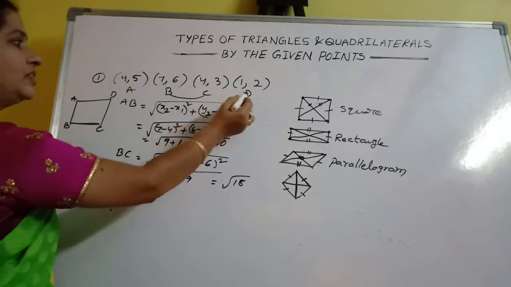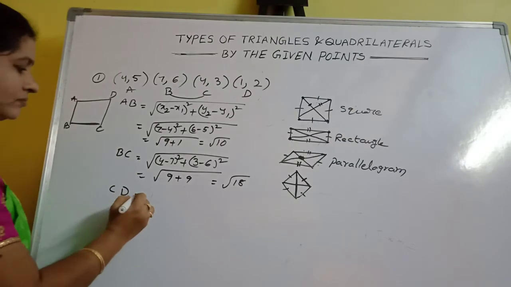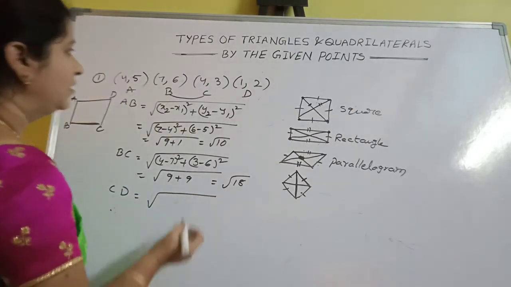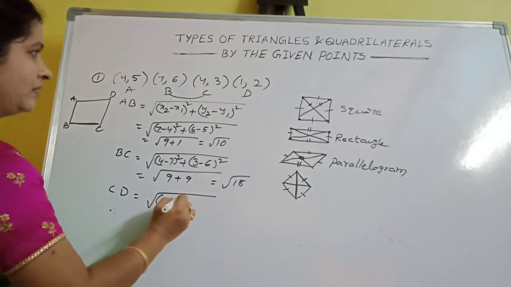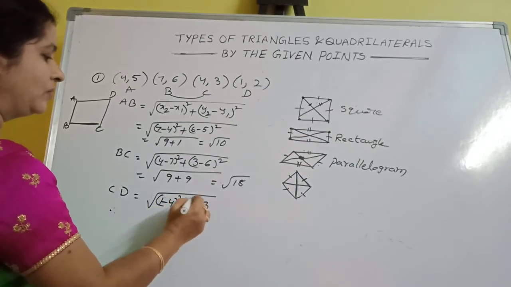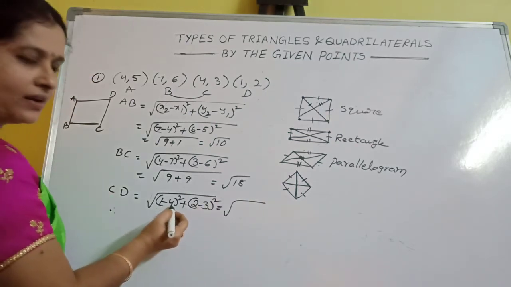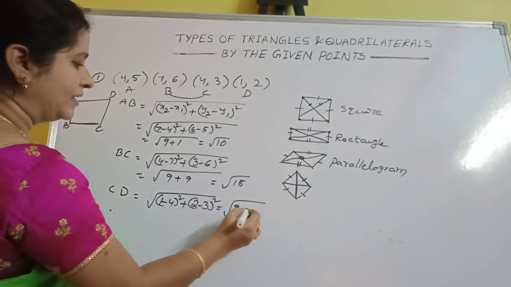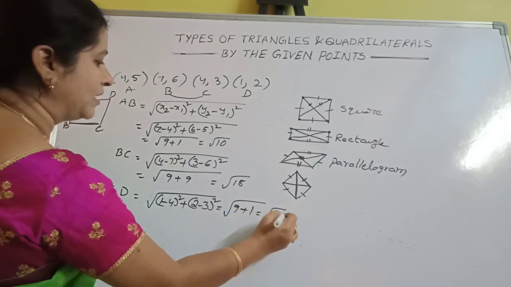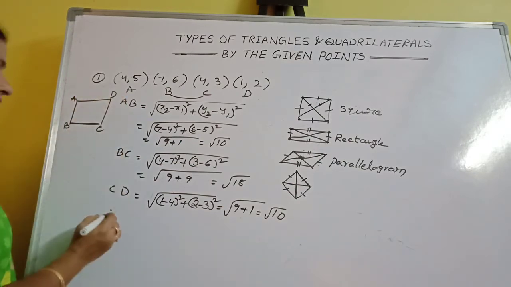Find the value of CD. Square root of (1 minus 4) whole square plus (2 minus 3) whole square. Minus 3 square means 9, and minus 1 square is 1. So it is also root 10. Again finally find the value of DA.